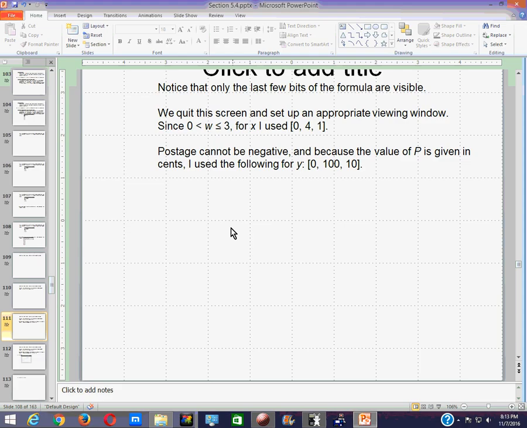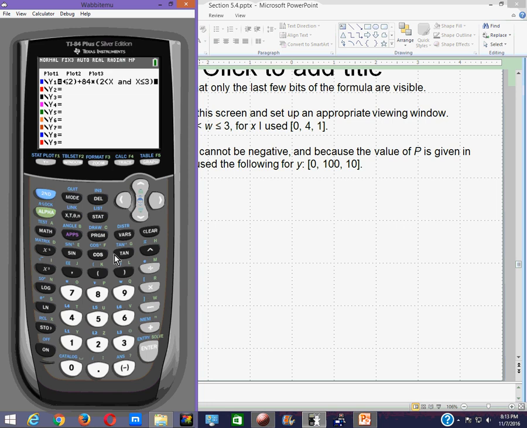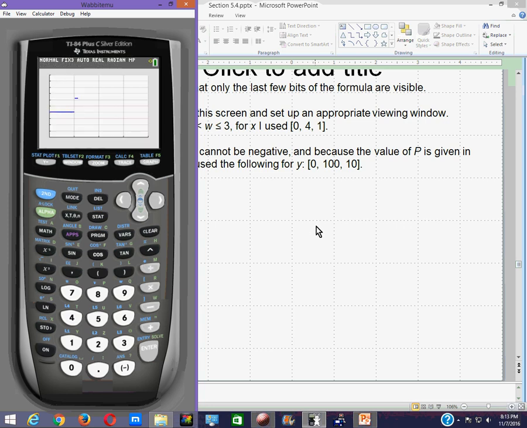So let me go ahead and set my window. Window, minimum of 0, maximum of 4, scale of 1, minimum y is 0, maximum y is 100. These are cents, so 100 cents, that would be $1. And a scale of 10. And then we just graph. Notice it's 3 horizontal line segments.